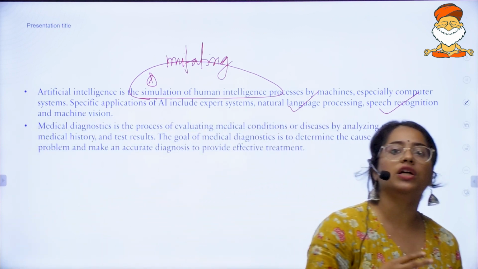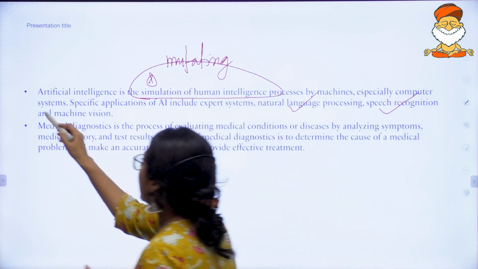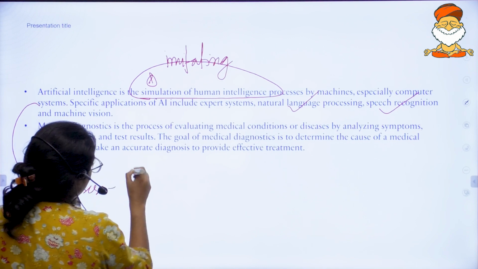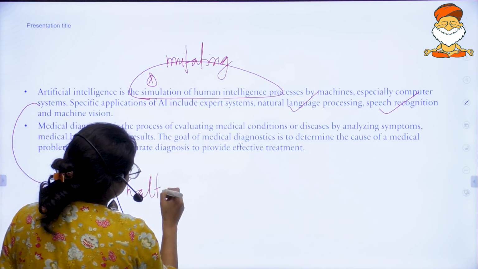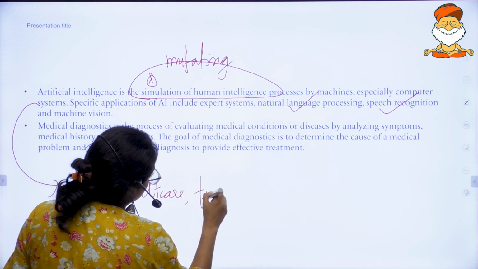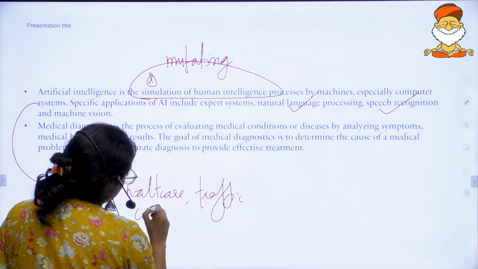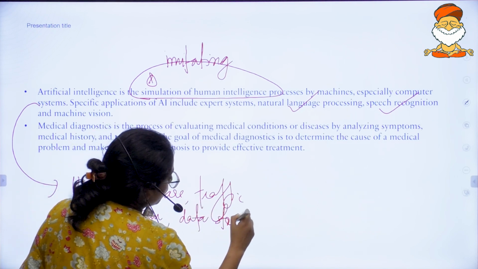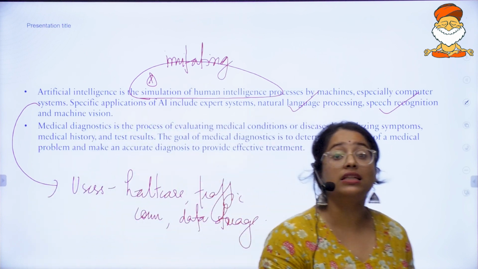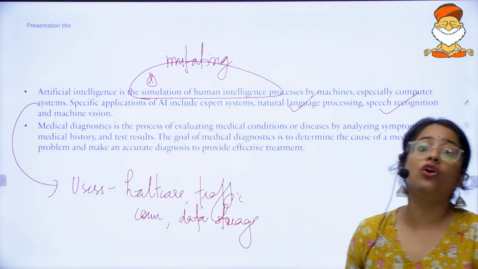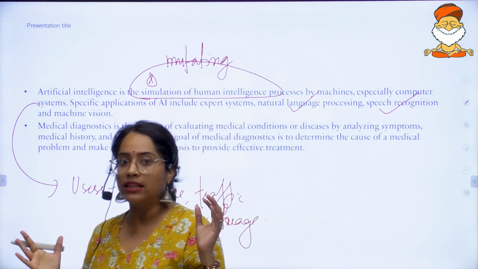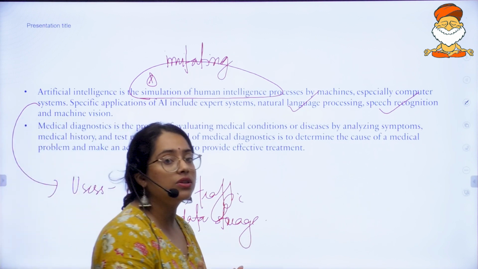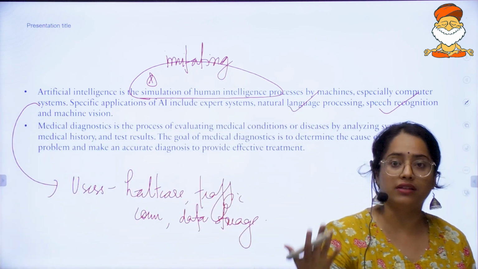So you can introduce the different purposes of artificial intelligence, the uses of it. It can be used in healthcare, traffic, communication, data storage, several applications of it. Then you go on to healthcare and specifically the medical diagnosis part. They are not asking about the entire healthcare in the first part. They are asking only about clinical diagnosis. So don't make the mistake of writing so many points under that area.